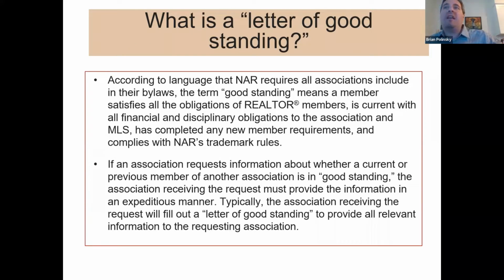So next question, what is a letter of good standing? Now, according to language that NAR requires all associations to include in their bylaws, the term good standing means a member satisfies all the obligations of realtor members, is current with all financial and disciplinary obligations to the association and MLS, has completed any new member requirements, and complies with NAR's trademark rules. So whenever you hear the words member in good standing, this is the definition that NAR applies to it. All of these things must be true in order to say that a member is in good standing.